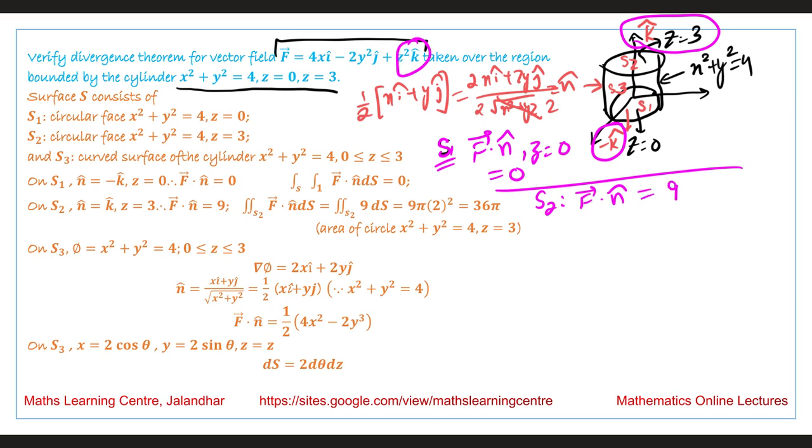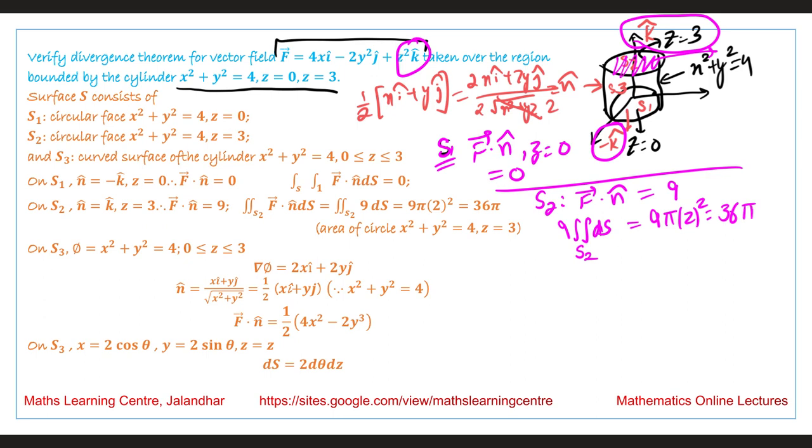So when we calculate the integral, we have the integration of 9 times dS over the surface S2. Surface S2 is a disc of radius 2. So the answer we get here is 9 pi into 2 square, which is 36 times pi.